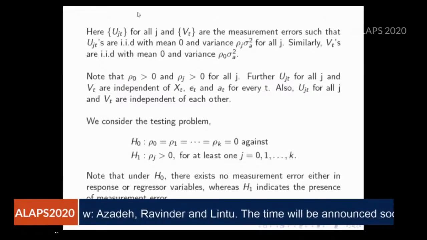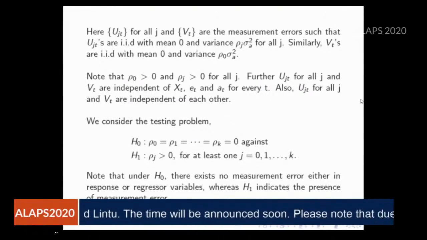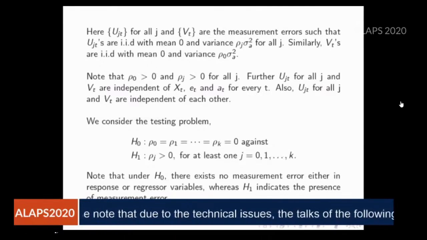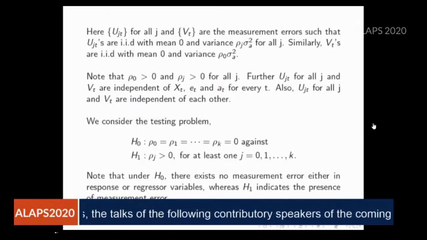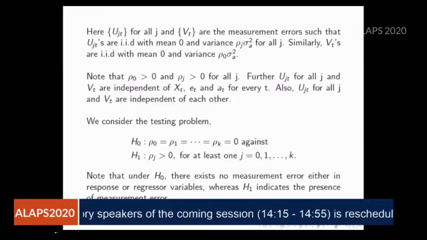In this paper we consider the testing problem. We test the null hypothesis ρ_0 = ρ_1 = and so on till ρ_k = 0, against the alternative ρ_j > 0 for at least one j = 0, 1, and so on till k. Under H0, there exists no measurement error, either in the response or regressor variables, whereas H1 indicates the presence of measurement error.